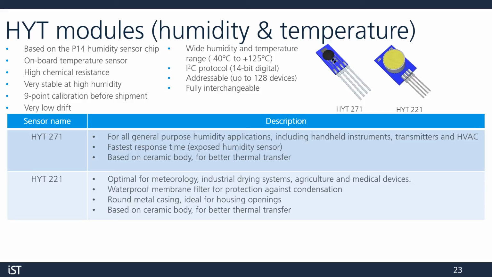The HYT-221 is optimal for meteorology, industrial drying systems, agriculture, and medical devices, where we might expect to see some condensation. It features the same ceramic body material as the 271, but has a splash waterproof membrane filter to protect the sensor against condensation. Its round casing makes it easy to install in many applications.